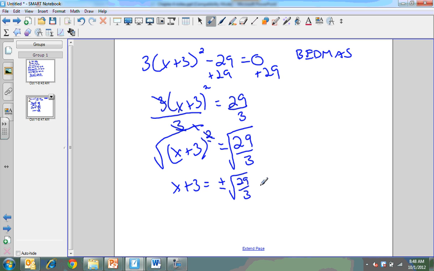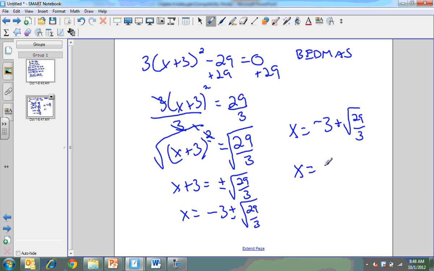Last step, we move that 3 over now that we've gotten rid of our brackets. So we have negative 3 plus or minus the square root of 29 over 3. So we've got two solutions here. One of them is x equals negative 3 plus the square root of 29 over 3. The other solution is x equals negative 3 minus the square root of 29 over 3. So if we converted these to decimals and we solve for the x-intercepts on our graphing calculator, we would get these two values.